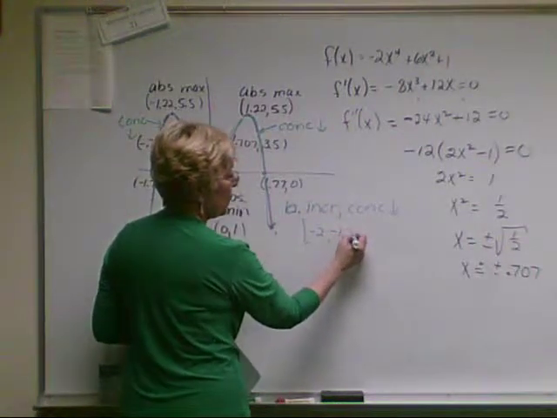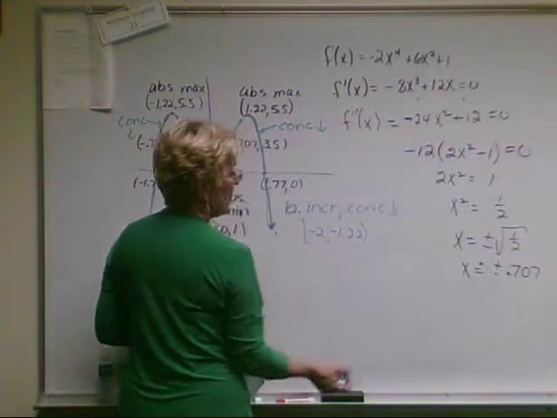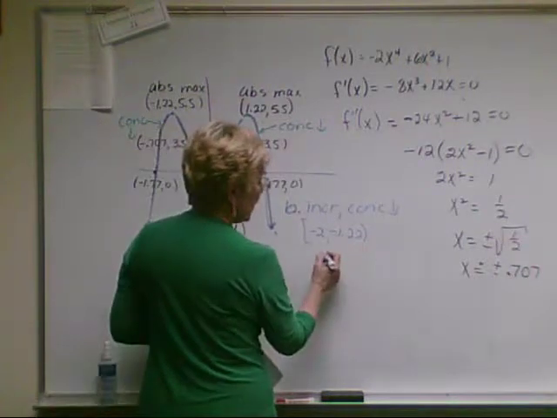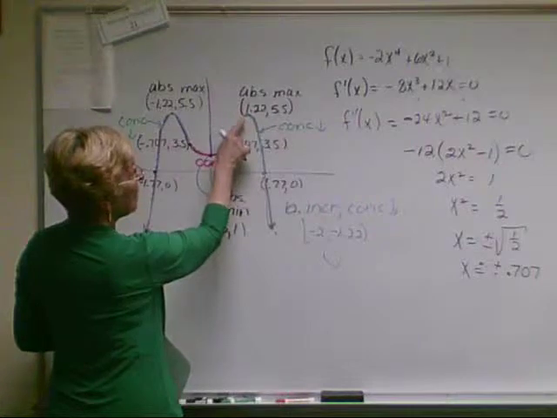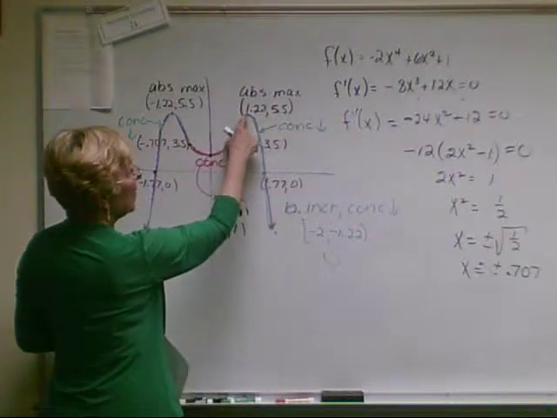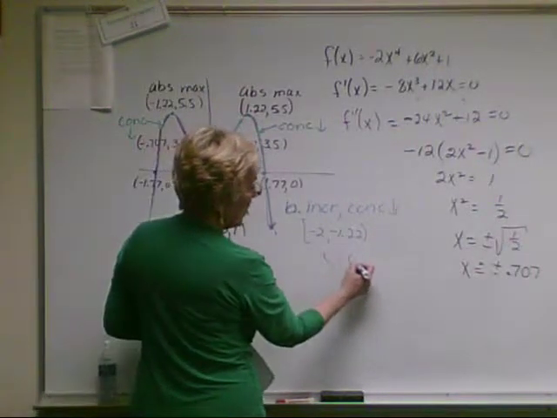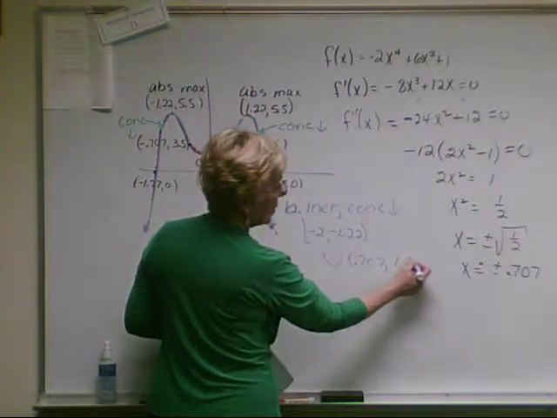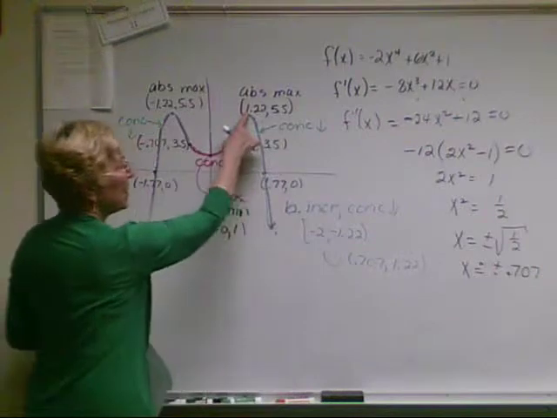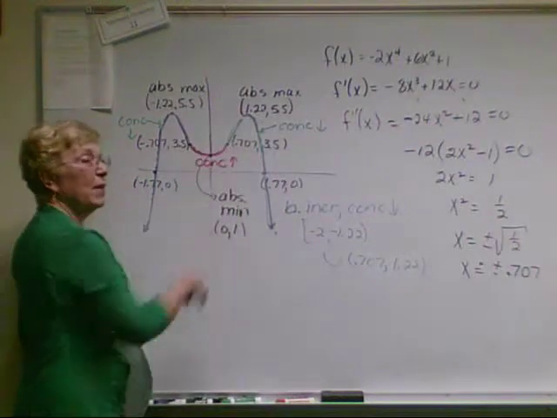negative 1.22. And then there's another region, where it's increasing and concave down from 0.707 to 1.22. This little stretch right there. Increasing, but on a concave down wing.